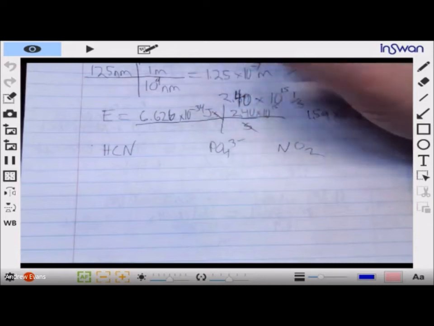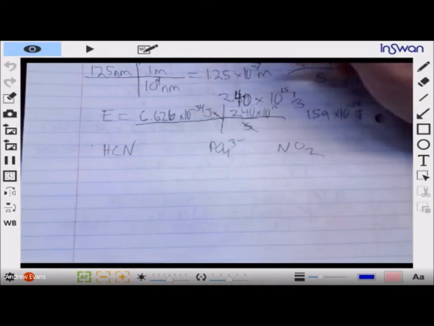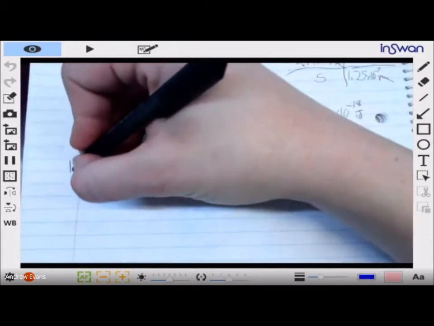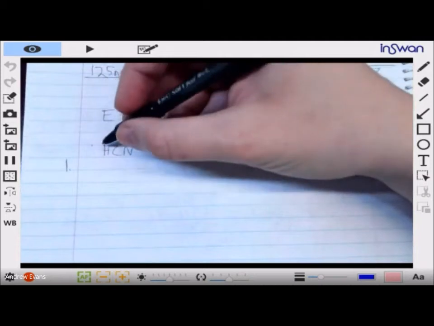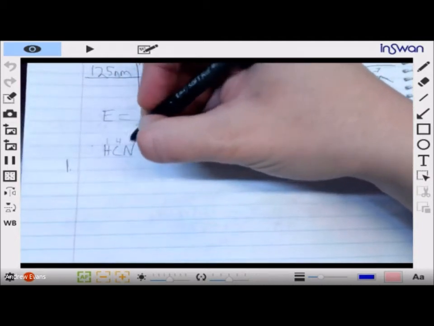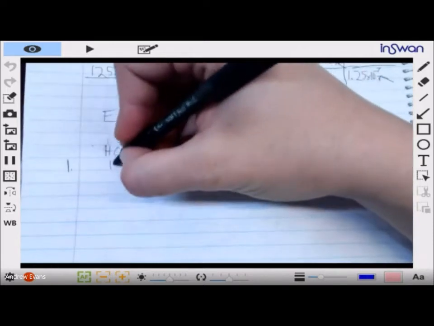So the first thing you always want to do is count the number of electrons, because we're going to need that. We're going to need the number of electrons when we go through these. So 1, 4, and 5. So 1, 4, 5, that's 9, that's 10 electrons.